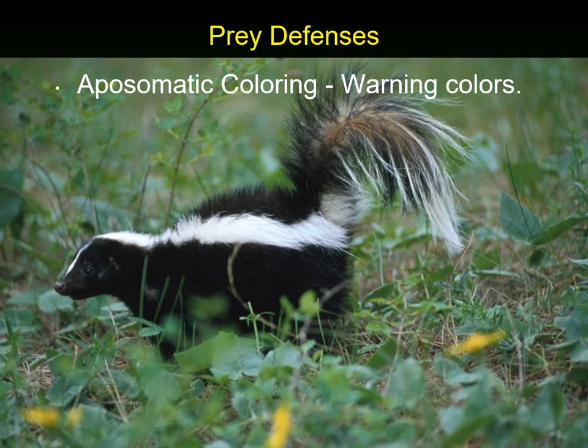And usually, when you see these color patterns, there's a really bright contrast. It's really easy to see. So you think about the skunks with the black and white. Think about bees and wasps with the yellow and black, really clear bands. Poisonous snakes are often very colorful. Poisonous butterflies are very colorful.